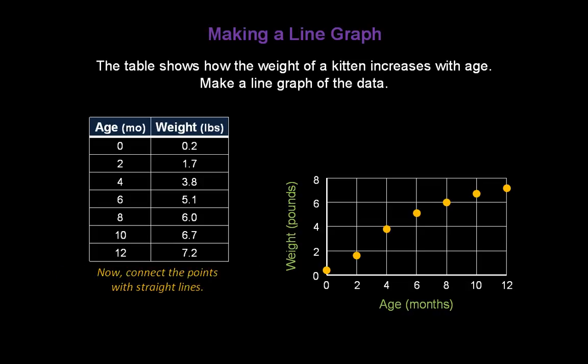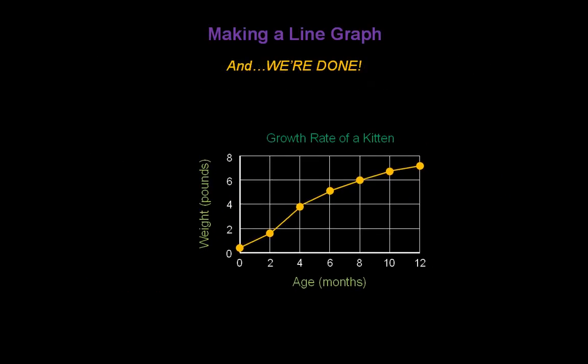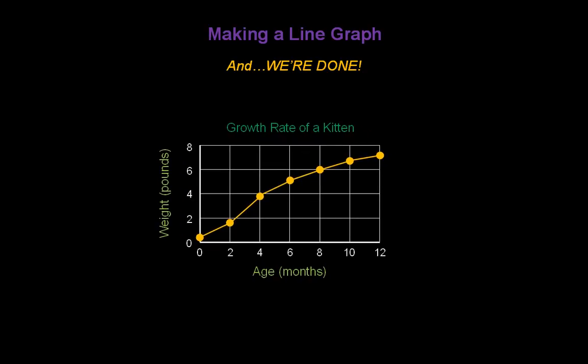Now the last thing we have to do is connect the points with a straight line. And don't forget to add a title for our line graph. We'll call this growth rate of a kitten. And voila, we're done. You've created a line graph, the growth rate of a kitten.